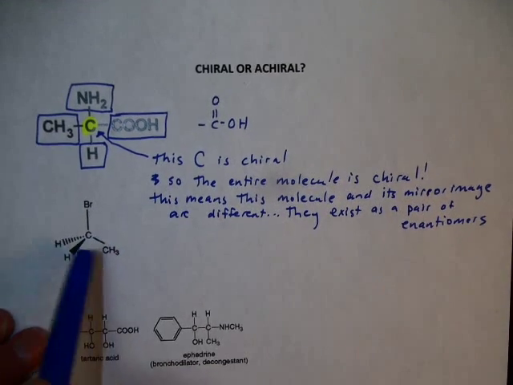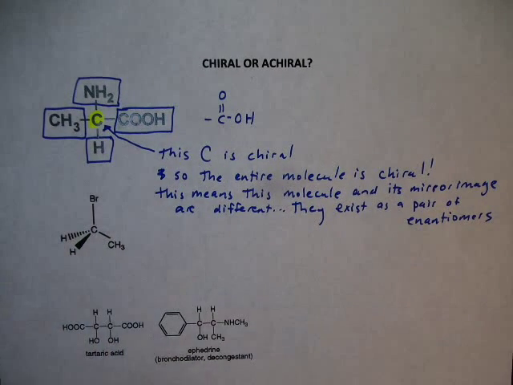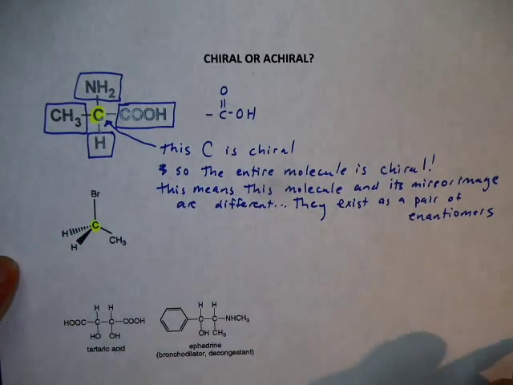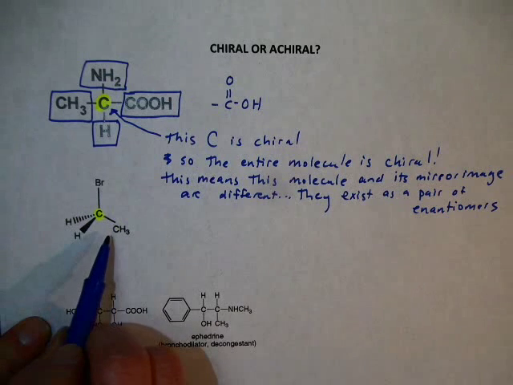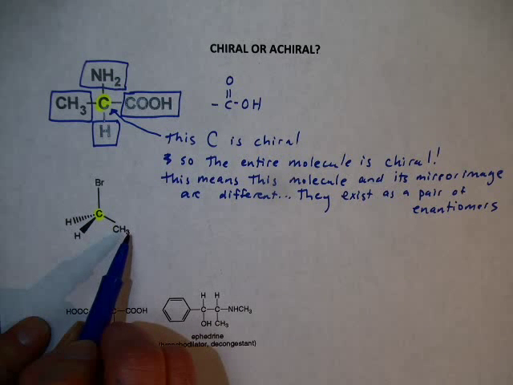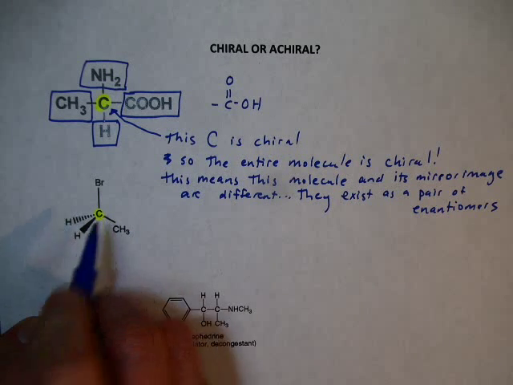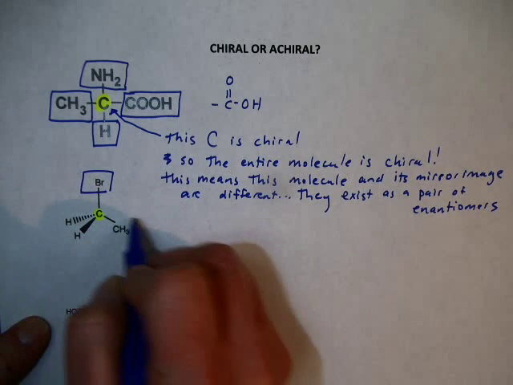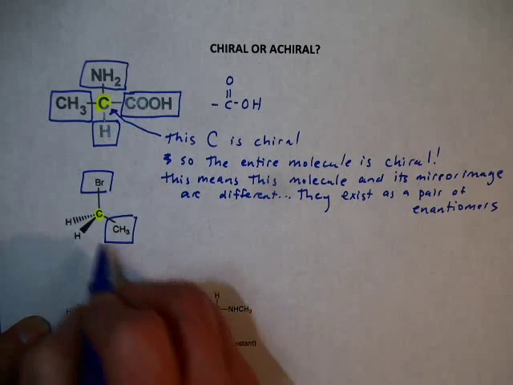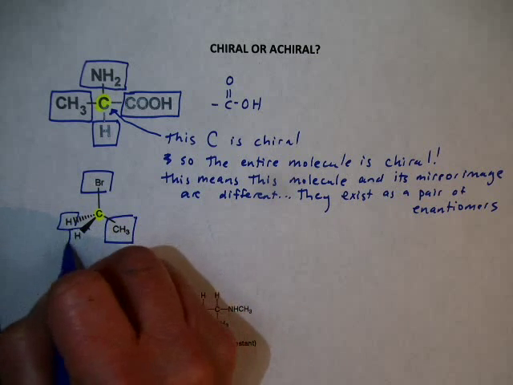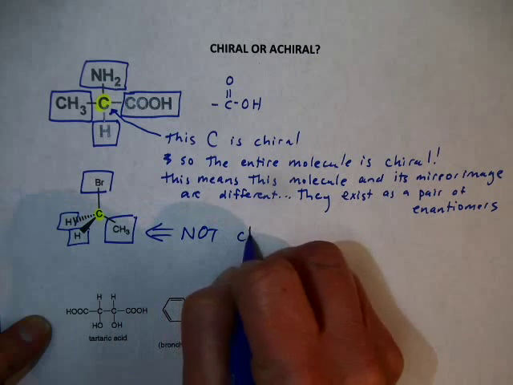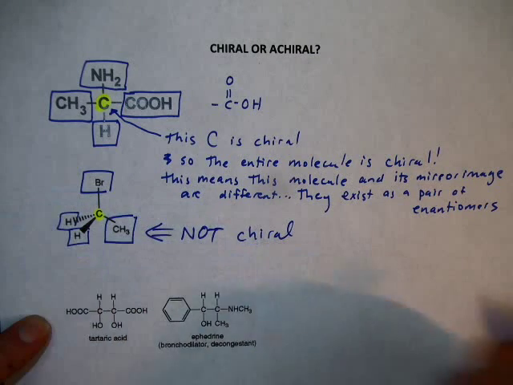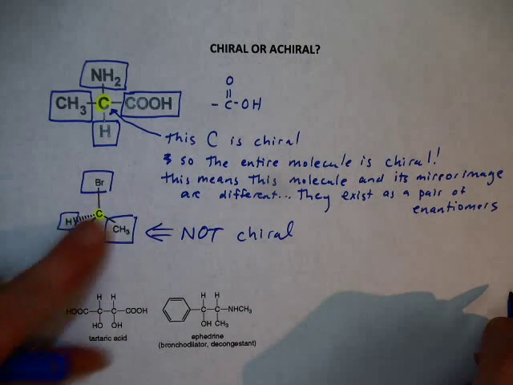How about this molecule here? Do you think this molecule is chiral? Let's have a look. There's 2 carbons. This one is definitely not chiral because it has 3 H's. This one, let's take a look. One group is bromine. One group is methyl. One group is H, and another group is H. So, not chiral. It does not have any chiral carbons, so this whole thing is not chiral.